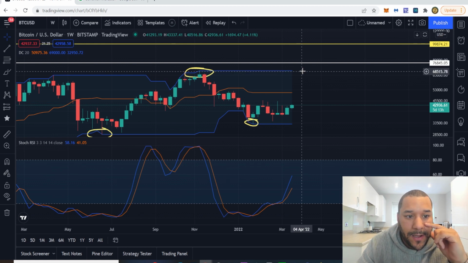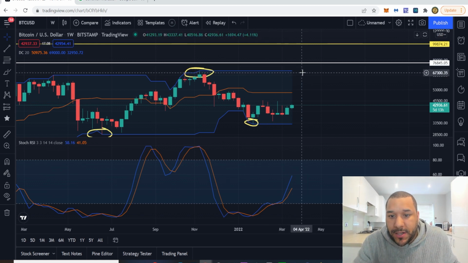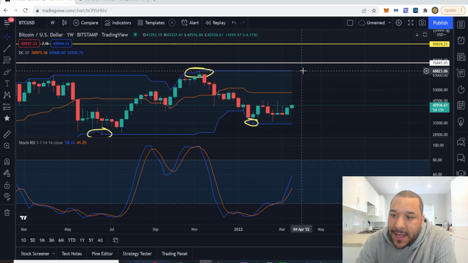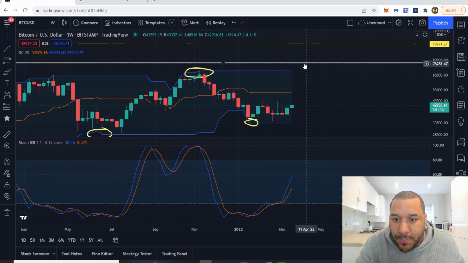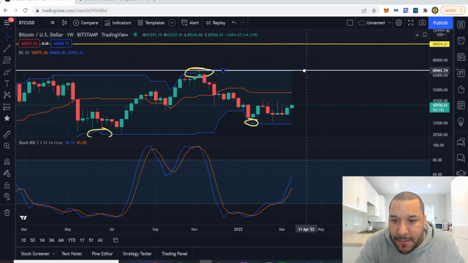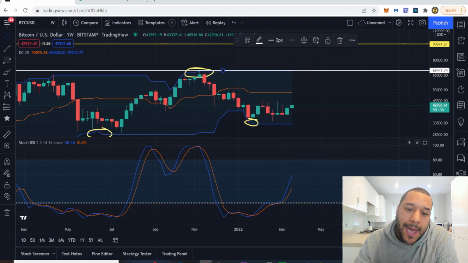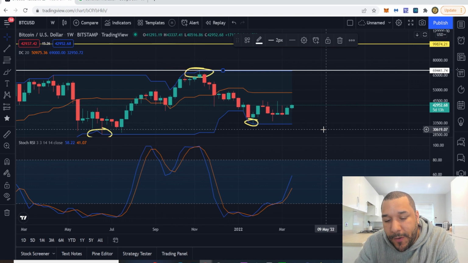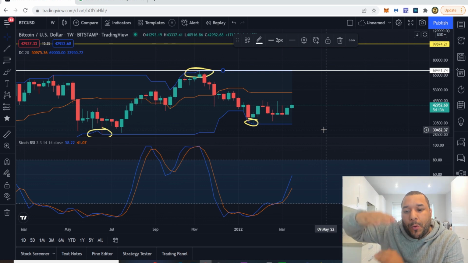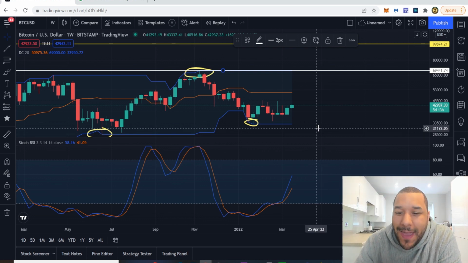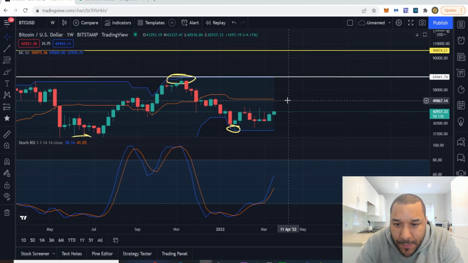I'm expecting it to come to the top of this channel, which again is marking 69K. Hold on, 69K. Let me bring this white line down because that was confusing me. Right here, that's what I'm looking for. 69K, again, same price as what we hit before. And if it changes, if it opens up and widens, then obviously I'll bring you another video on this and then we can discuss it again. But this is what I'm looking for.